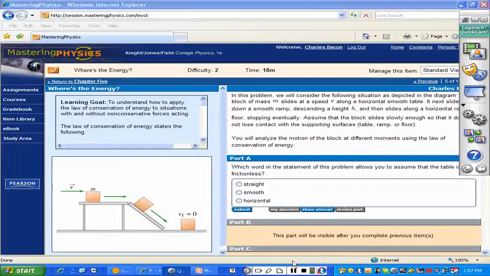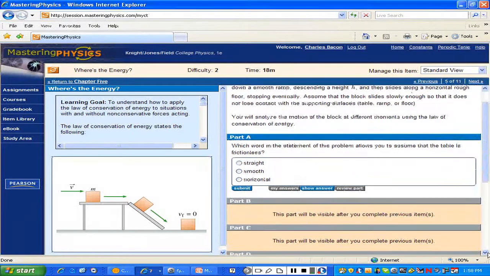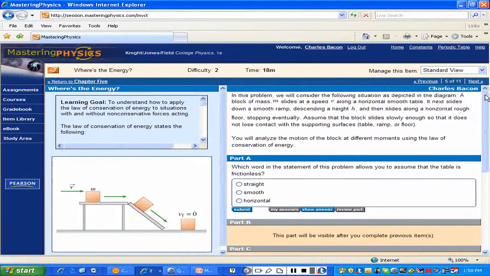All right, this is the problem in Chapter 5 titled, Where's the Energy? Now this is an interesting problem because it brings into play the conservation of energy principles, where we look at kinetic energy as well as potential energy, and the concept of friction. So let's start with the picture here.